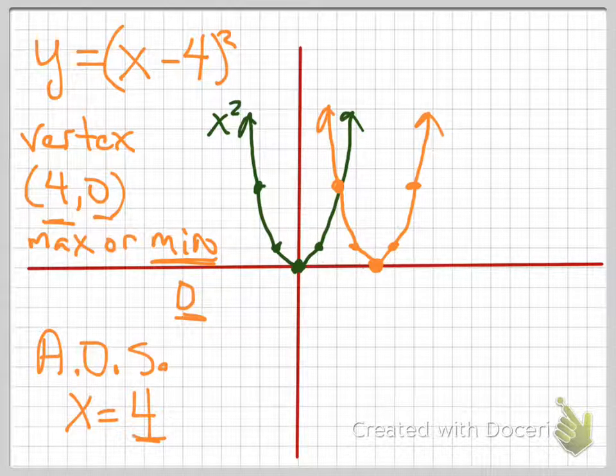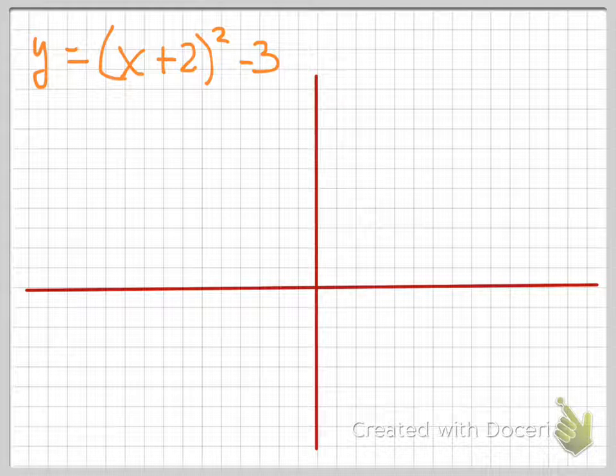All right, let's do one more example like this. So I have here x plus 2 squared, and then minus 3. So this tells me the plus 2 is in the parentheses, and that tells me I'm going to go to the left 2. And the minus 3 tells me I'm going to go down 3. So I went down from 0, 0. I went to the left and down. That gives me my new vertex.